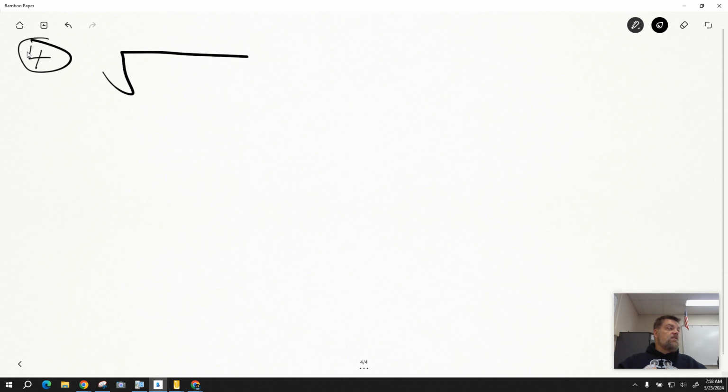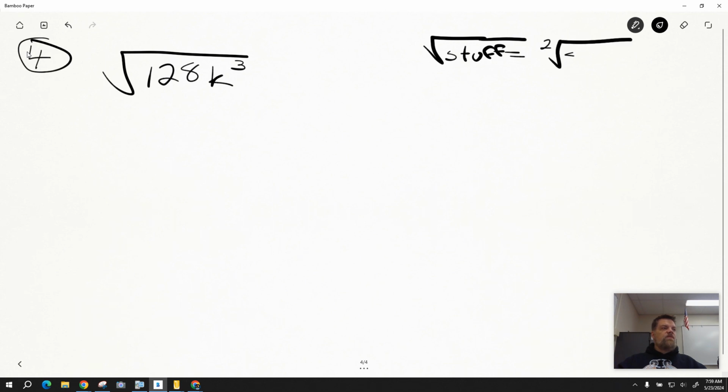I'm asked to take the square root of 128k to the third power. So remember that whenever there's nothing there, that's the same as, we'll put stuff underneath here, the second root of stuff. So what we like to do is find things that when we square it, in other words, we want to reduce and pull things out.